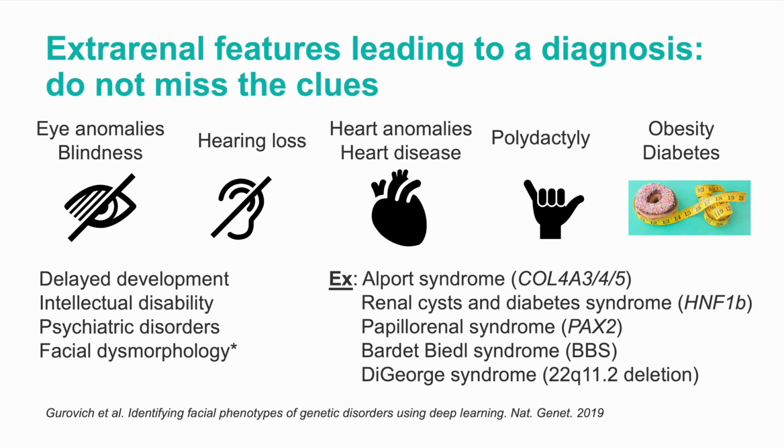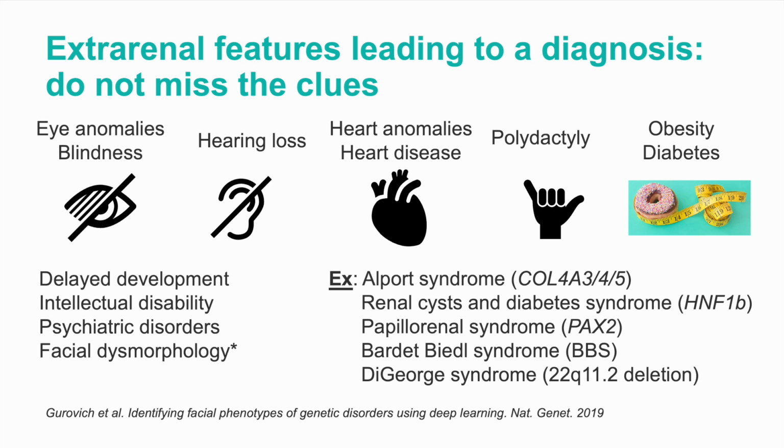So as mentioned earlier, the extrarenal features can lead to a diagnosis, and you really should not miss the clues. Eye abnormalities or blindness are associated with certain diseases, like Bardet-Biedl syndrome or eye anomaly in papillorenal syndrome or in Alport syndrome. Hearing loss, again associated with certain genetic diseases associated with kidney, like Alport syndrome. Heart anomalies or heart diseases, like in the George syndrome.